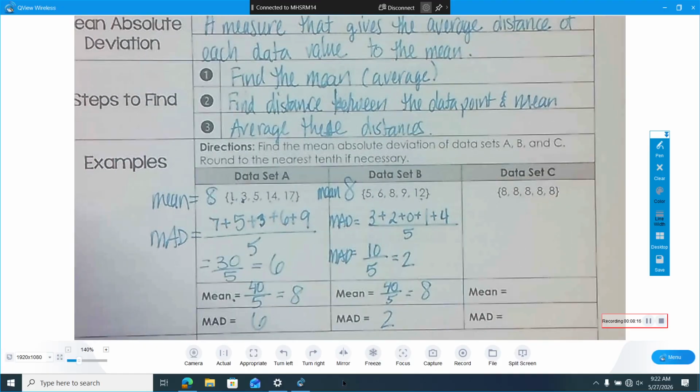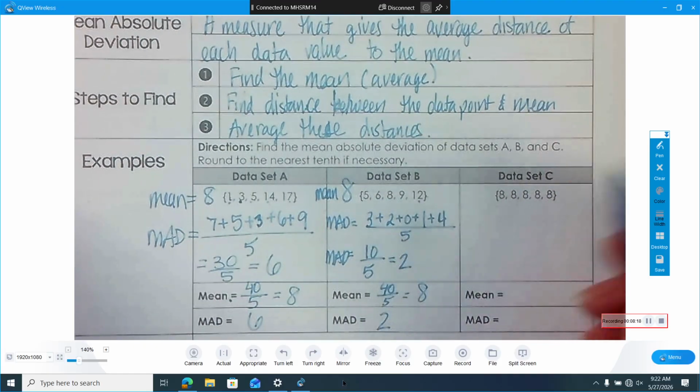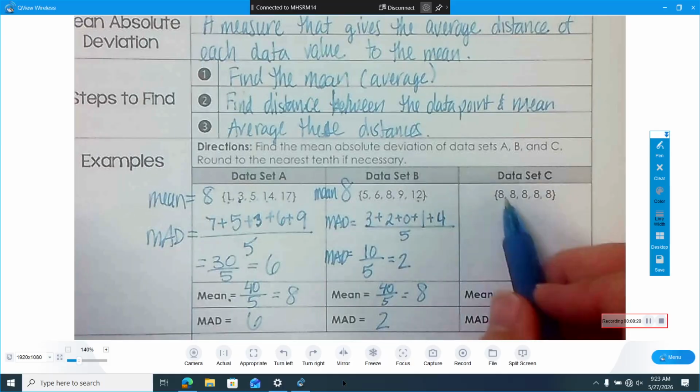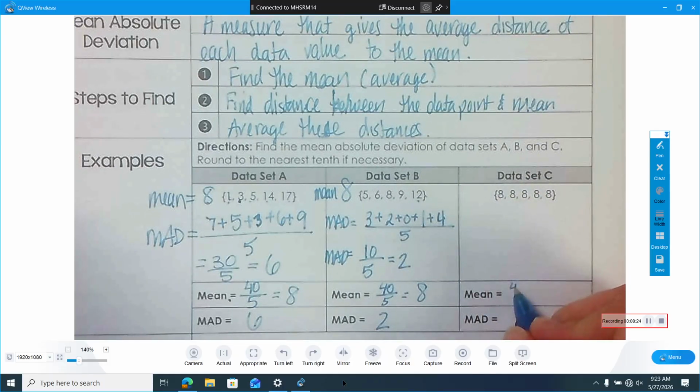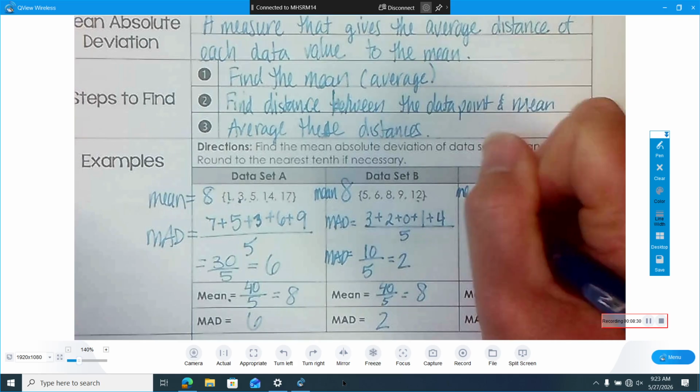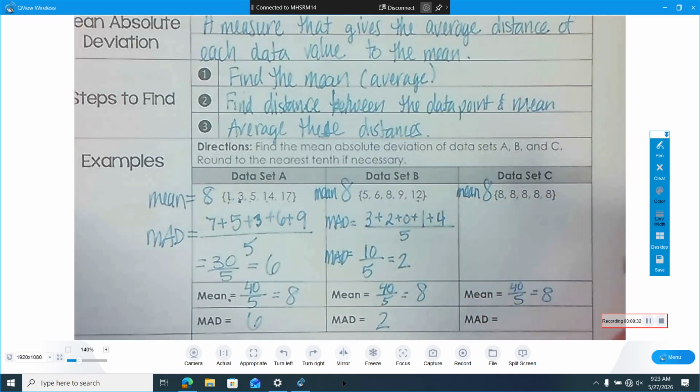Okay. Oh, interesting. Let's see what happens here. All right, data set C, we have 8, 2, 3, 4, 8, 5. So that's 40 over 5, which again is 8. Oh, interesting. Okay, so our mean is 8.